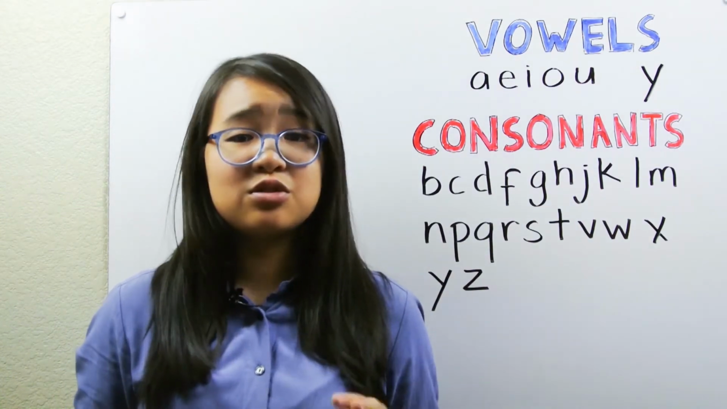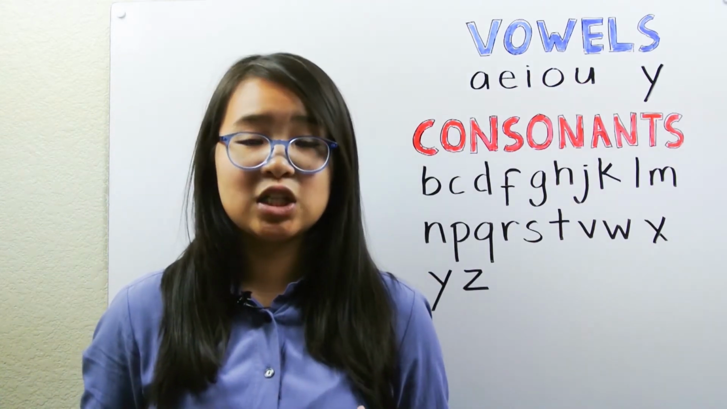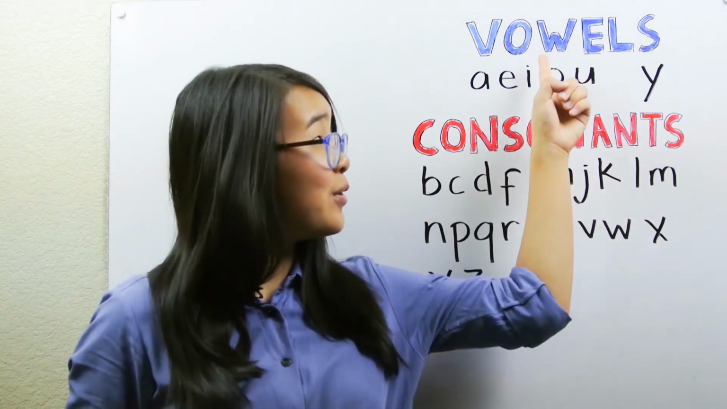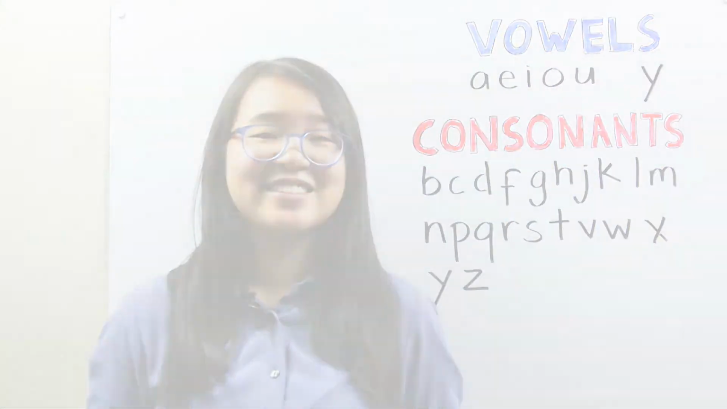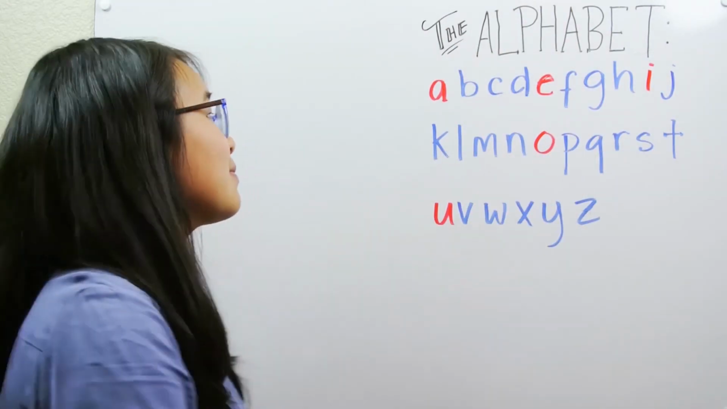It's important to know these two groups of letters because they will help you read words. Almost all words have at least one vowel in them. Let's review by looking at the whole alphabet now.